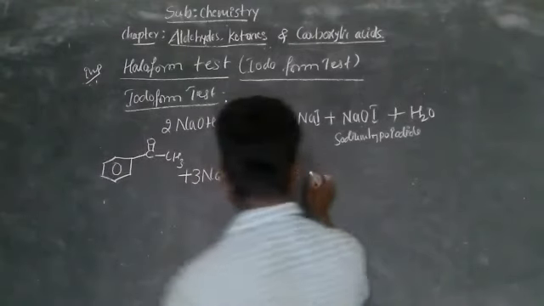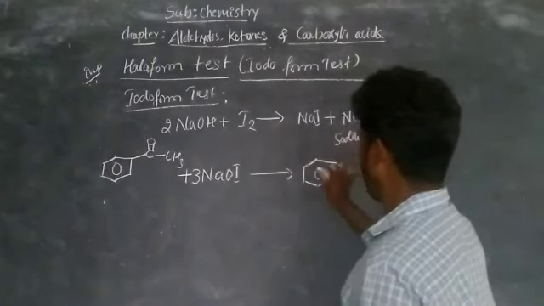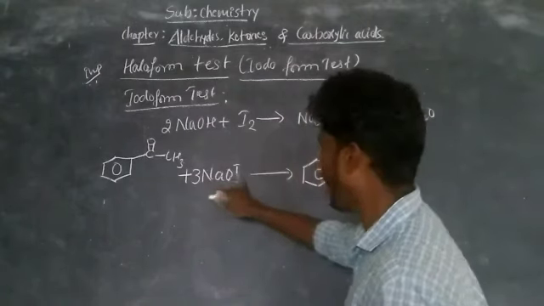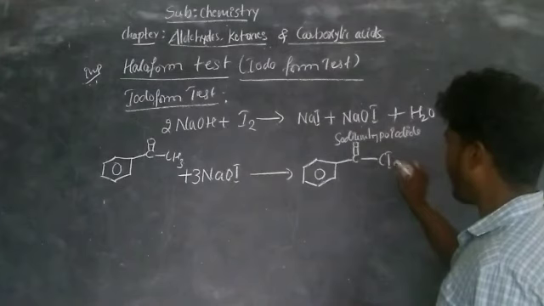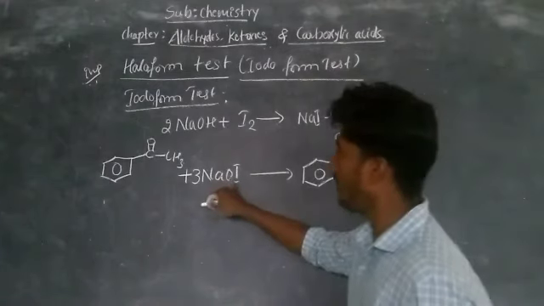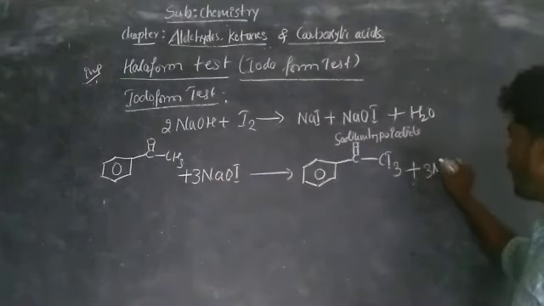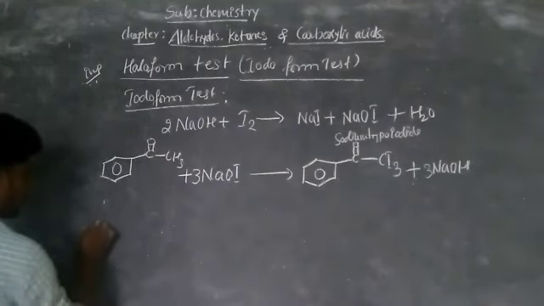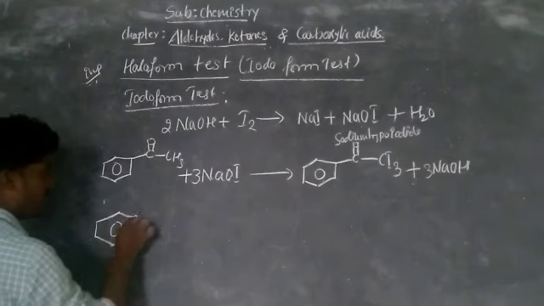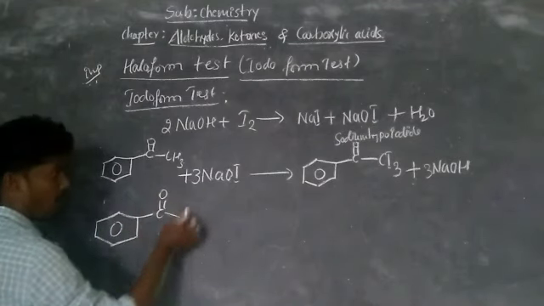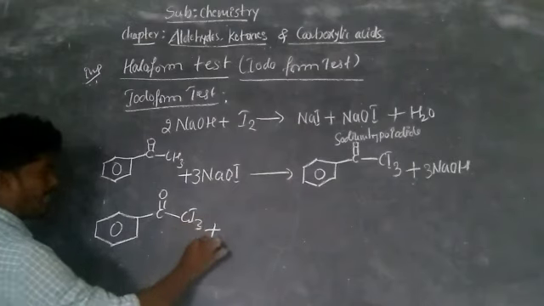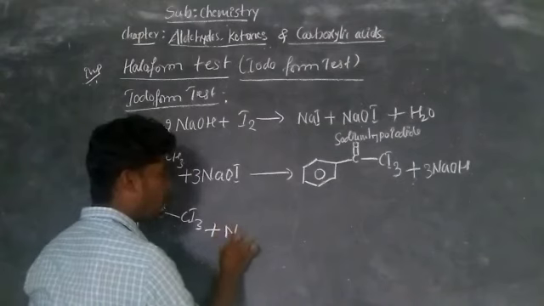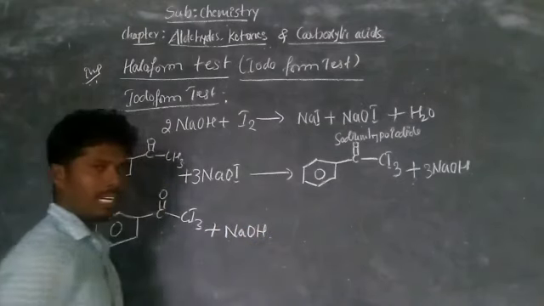Now benzene, bond C double bond O, bond. In place of H3, iodine is substituted. That is CI3 plus 3 NaOH. Okay, now take this one: benzene C double bond O bond CH3 plus 3 equivalents of sodium hydroxide. Out of 3, we are taking only 1 NaOH, 1 equivalent.